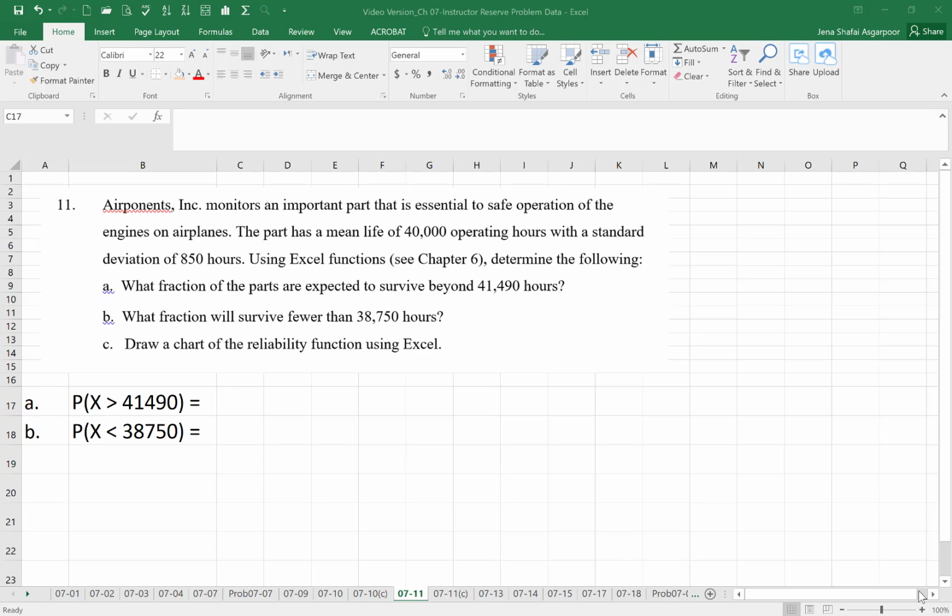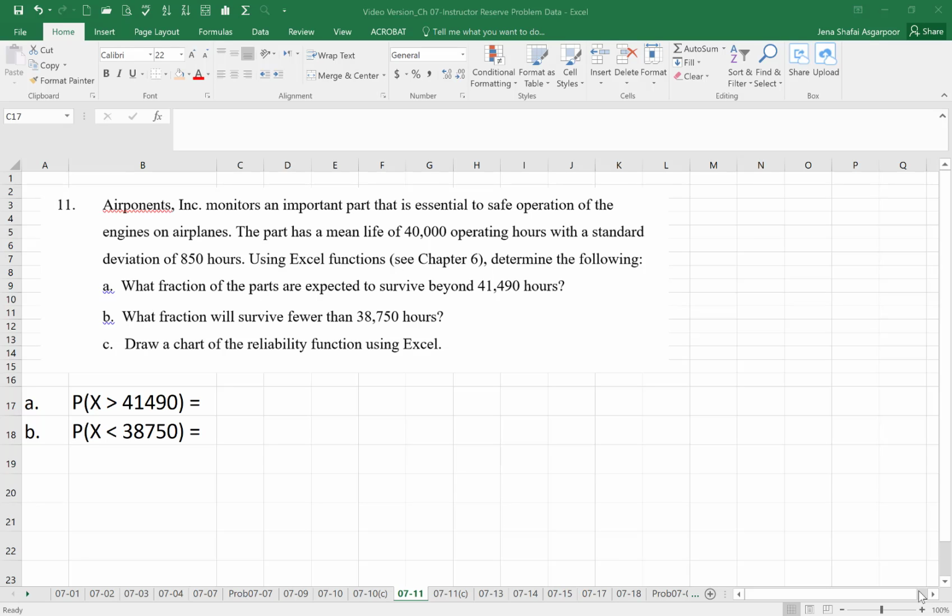This is another problem where we apply the normal distribution and we use Excel to compute a reliability function. AirPonence Incorporated monitors an important part that is essential to safe operation of engines on airplanes. The part has a mean life of 40,000 operating hours and a standard deviation of 850 hours. And we want to use Excel functions to answer these two questions and draw a chart of the reliability function.